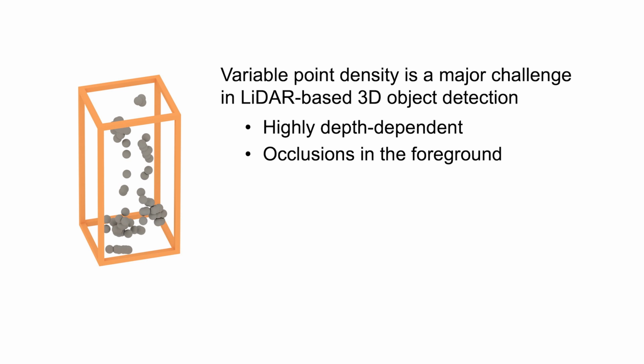The characteristics of LiDAR data impose significant challenges for 3D object detection. Especially the highly variable point density and the sparsity of the data make this task complex. Due to the angular offset of the laser beams, the density is highly dependent on the distance to the sensor and can be altered by occlusions in the foreground.